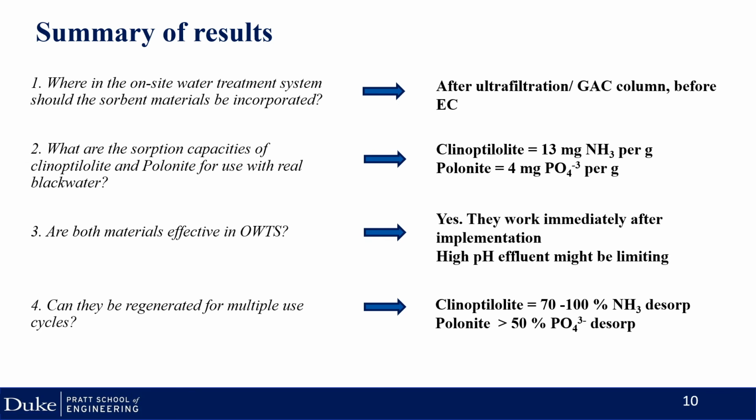Are both materials effective in an on-site wastewater treatment system? Yes, they work immediately after implementation. Something to be aware of is that the high pH of the effluent might be a limiting factor. Can they be regenerated for multiple use cycles? Yes, clinoptilolite can be regenerated using hydrochloric acid to desorb 70 to 100% of the ammonia, and polonite can be regenerated using potassium hydroxide, which desorbs less than 50% of the phosphate. Therefore, the silicate minerals are a promising non-biological option to remove the nutrients causing eutrophication.